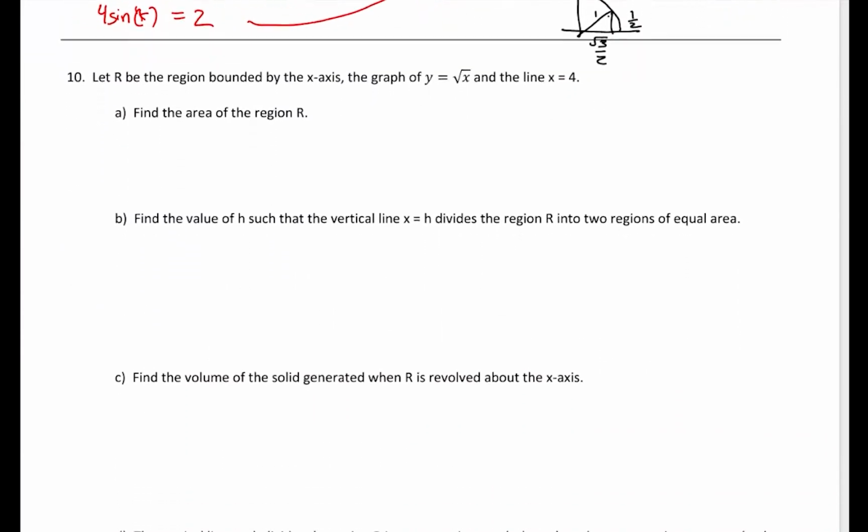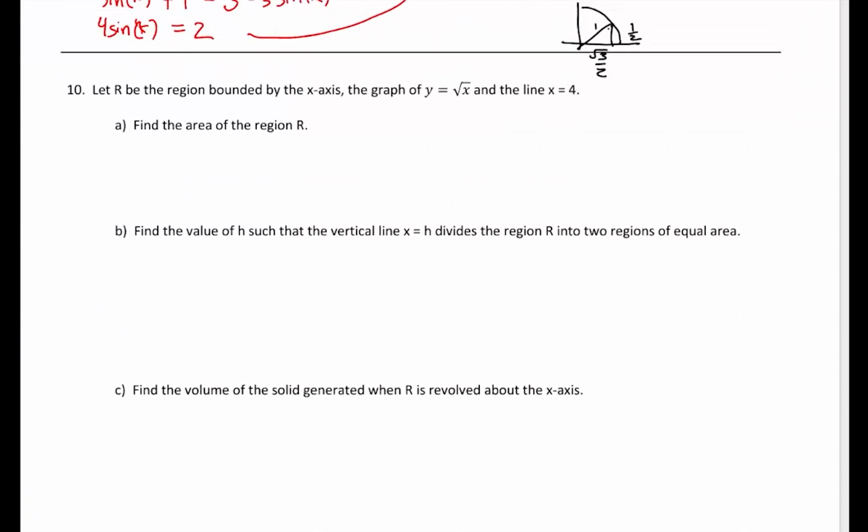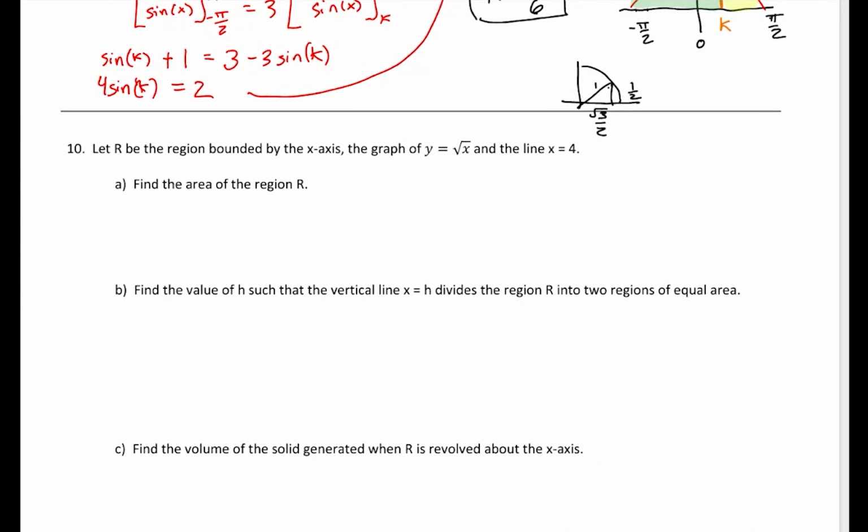Number 10, this is our last problem. Last problem of the review. It's a 4-parter, but here we go. Let R be the region bounded by the x-axis, the graph of y equals root x, and the line x equals 4. So let's try to envision what this graph actually looks like.